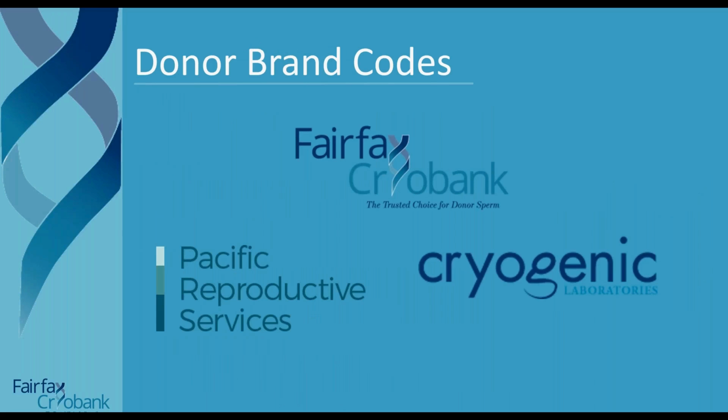We have several different brands. We have Fairfax Cryobank, and Pacific Reproductive Services, which was acquired in 2016 and is based in California. Some of those donors will be notated with PRS or P after them on our website. And Cryogenic Laboratories, which was acquired in 2002 in Minnesota. So you'll see that listed on our website as well if a donor originated from Cryogenic Laboratories or from Pacific Reproductive Services. However, they all fall under the umbrella of Fairfax Cryobank.